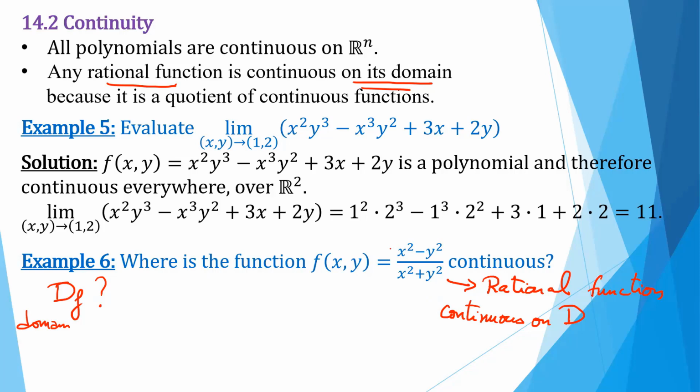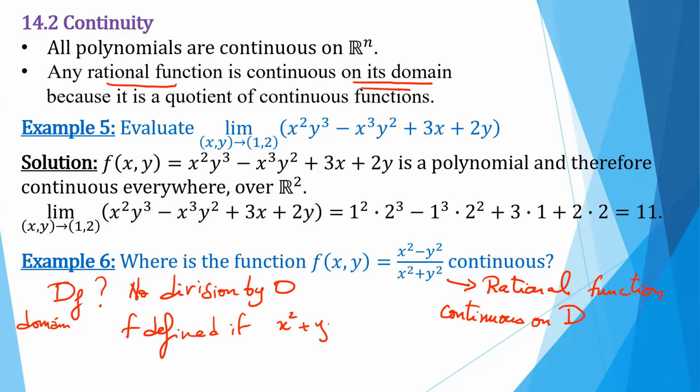So under which condition is this function defined? Where do we have a problem? x squared plus y squared equal 0. No division by 0. No division is allowed by 0. So f is defined if x squared plus y squared is not equal 0.